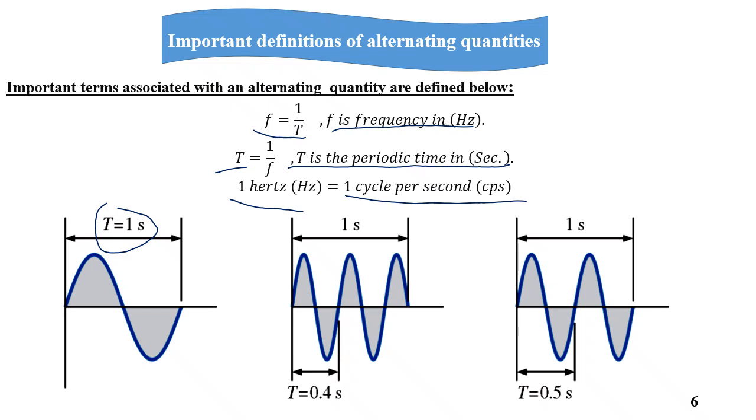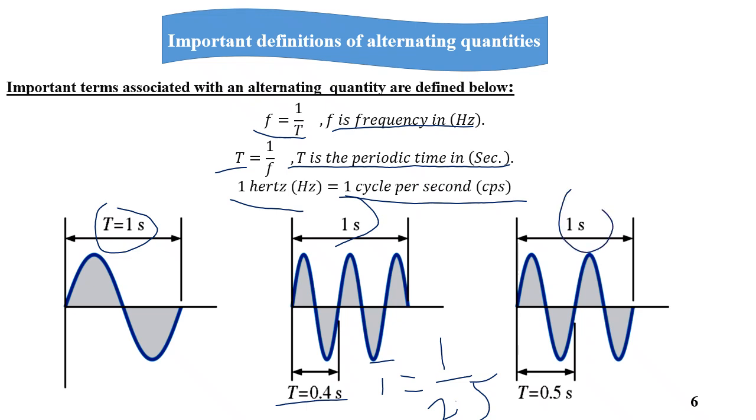For 1 second in the second figure, we have 2.5 waveforms. Then the periodic time will be equal to 0.4 seconds. As we have completed 2.5 cycles in 1 second, then 1 divided by 2.5, we get the periodic time equals 0.4 seconds.